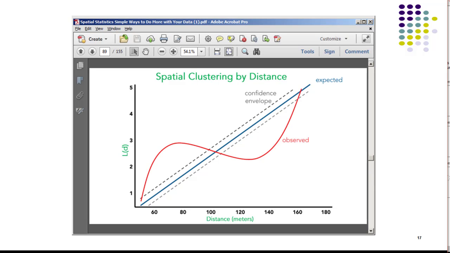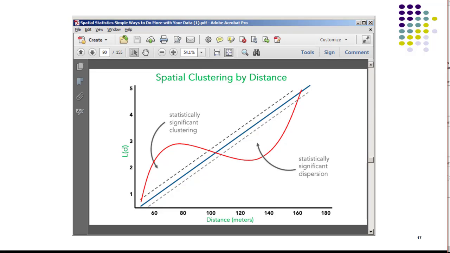This is what we have observed with our distribution. And so the areas that are above that expected line, outside the confidence envelope, are statistically significant clustering. And areas that are below are statistically significant dispersion occurring. So dispersion, things are forcing things to be dispersed. Things are repelling each other. Just the opposite, clustering, things are getting pulled together.